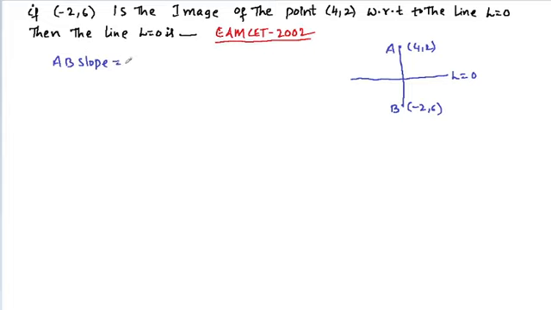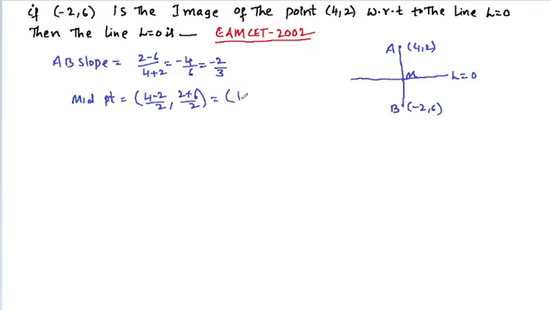So first we find the AB slope. AB slope is equal to (y2 minus y1) by (x2 minus x1). That is (2 minus 6) by (4 plus 2), that is equal to minus 4 by 6, that is equal to minus 2 by 3. And the line passes through the midpoint of AB. Therefore, midpoint is equal to ((4 minus 2) by 2, (2 plus 6) by 2). That is 4 minus 2 is 2 by 2, 1. 2 plus 6, 8 by 2 is 4.